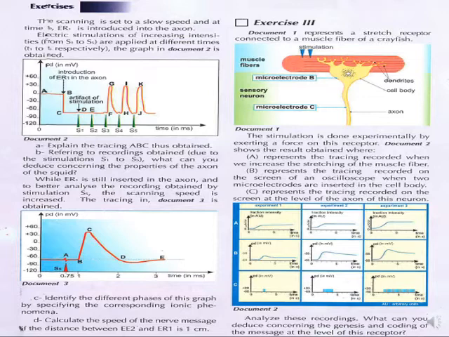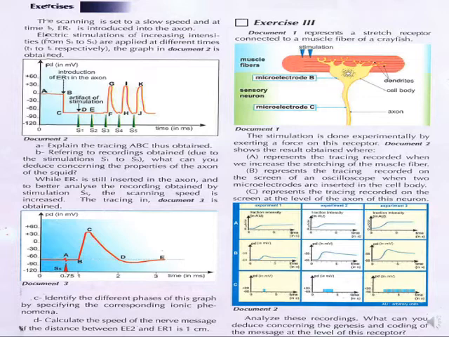In this graph, at point B, there is the introduction of ER1 in the axon. So from A to B, both electrodes are placed on the surface of the axon, so there is no action potential in AB. This means that there is no potential difference at the surface of the axon.